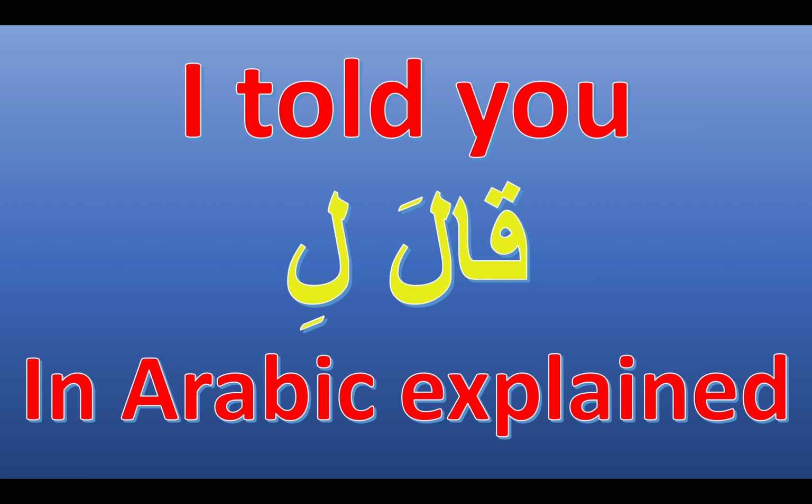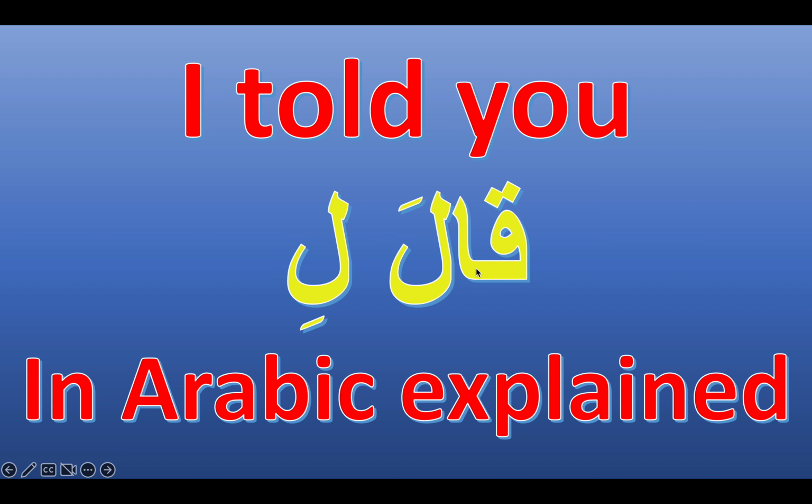So, one of the main differences between English and Arabic is that sometimes in English, when we do not need a preposition after our verb, in Arabic, we need the preposition. A good example is the verb to tell. In English, we do not need a preposition after the verb to tell. We just say, I told you. But in Arabic, we do need a preposition to say, I told you. So, قال is to tell, and then we need the preposition li, which means to. So, literally, I told to you.